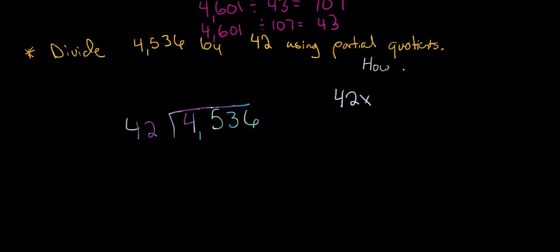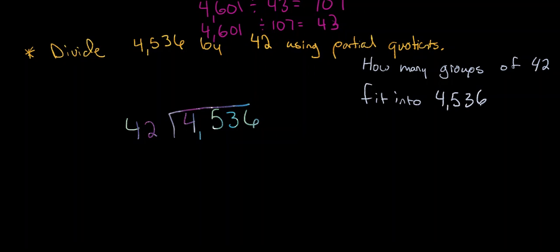How many groups of 42 fit into 4,536? All right, and I'm going to find that answer by estimating. So I'm going to start small and do something easy. 42 times 10. Well, 42 times 10 is 420. Yeah, that's nowhere close. So let me go something bigger.